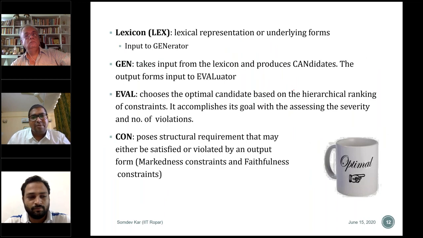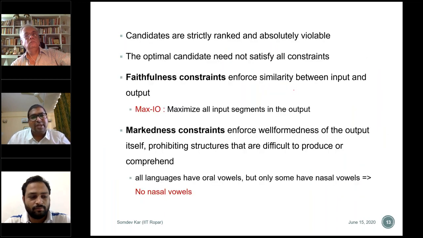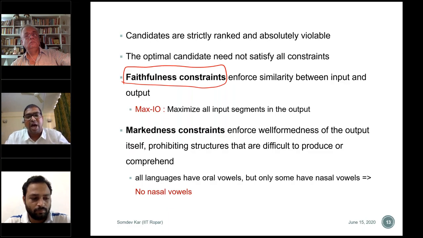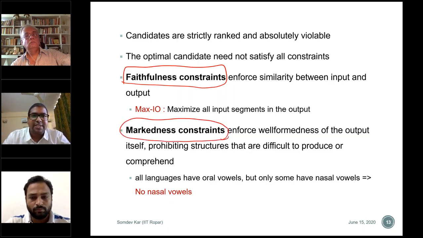And these things we can skip for the moment. We can very quickly look at how this whole thing works. We have two different sets of constraints. Faithfulness constraints, which will tell what you have in the input, you must have in the output also. Whereas the markedness constraint is not about input or output. It just says in the output, in the actual pronunciation, you must have these certain features, these certain elements. So the well-formedness of the output.